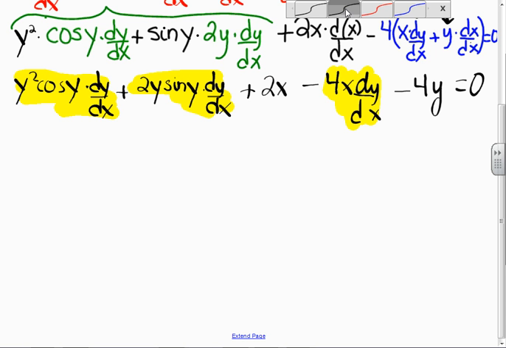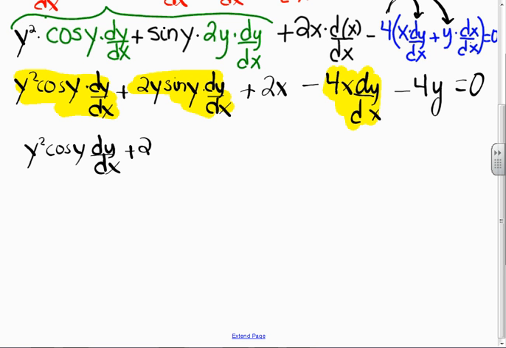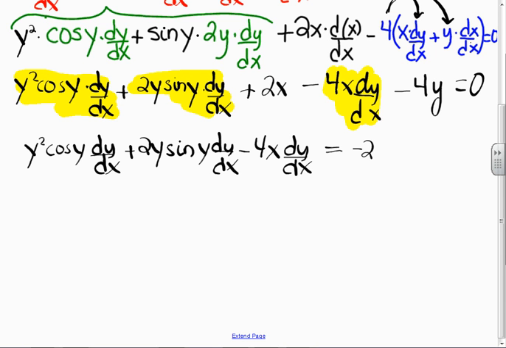So what am I going to get rid of? 2x and the 4y, right? So I get y squared cosine of y dy dx. Some of you can do this faster than what I'm doing, and that's great. Minus 4x dy dx. Some of you may see right away what to do with that left side. Equals, pardon? I'm going to subtract it. When I subtract it, I get minus 2x, don't I?